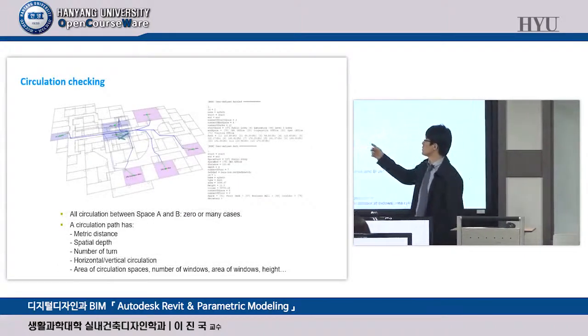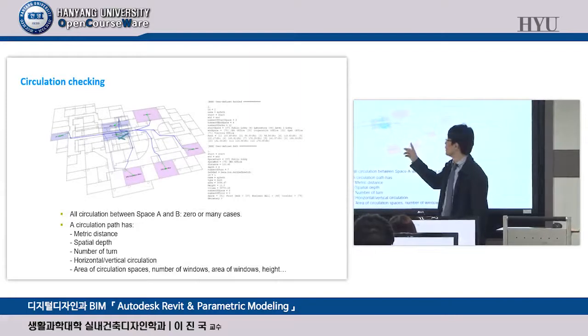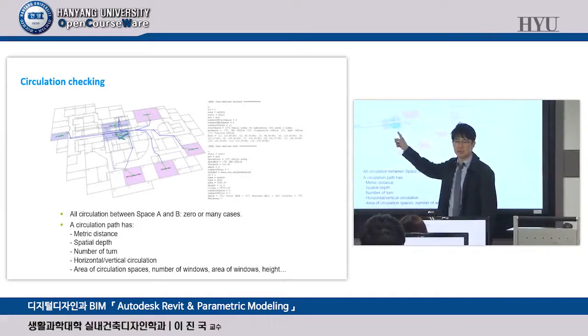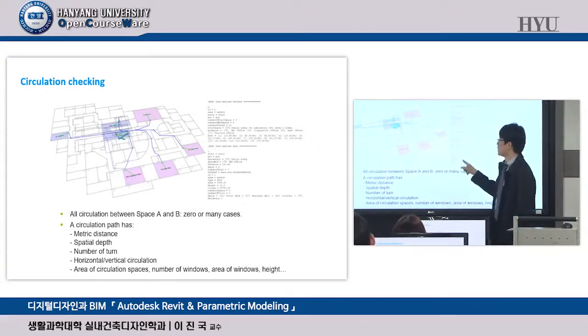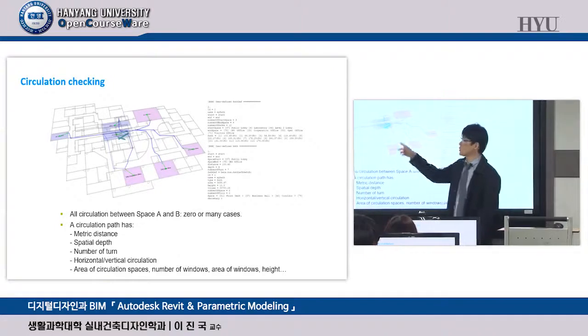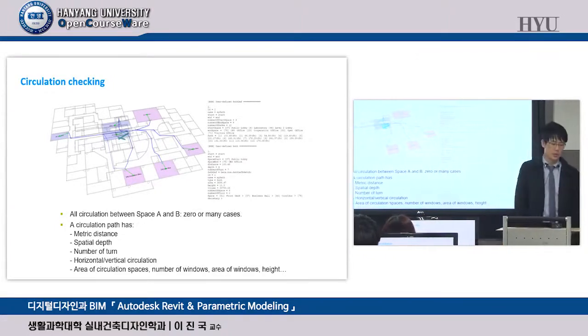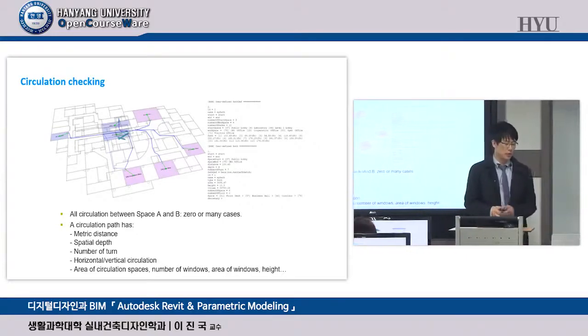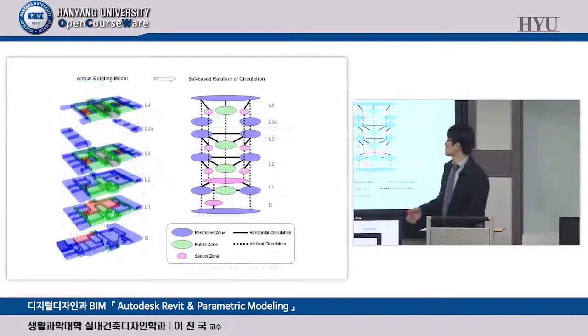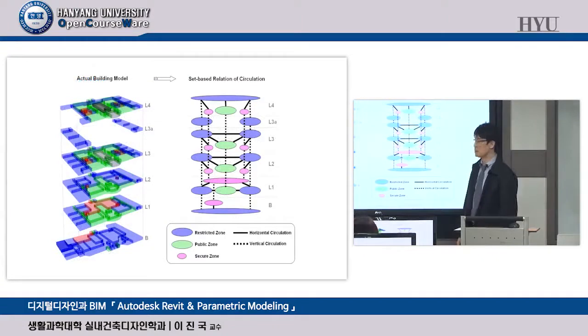Circulation checking using an auto-generated graph. Number of turns, walking distance, spatial depth, height, area, visibility, all of them are measured and counted by computers from a specific space to other spaces. Very detailed. So we also analyzed circulation and security. This is sort of a security analysis example.